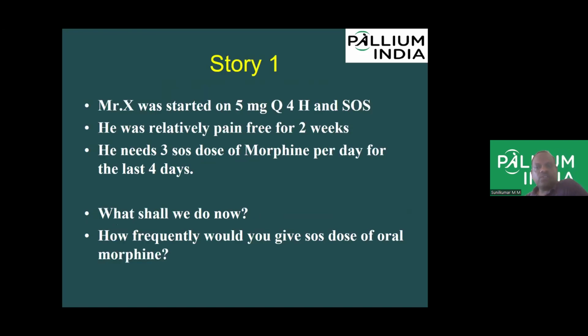So for our patient, we started him on morphine 5 milligram every 4 hourly with SOS doses. And he is relatively pain-free for the last 2 weeks. But then he started taking more SOS doses, and it went up to 3 SOS doses. So what shall we do now? And how frequently can we give the SOS dose of oral morphine? 2 questions. Do we need to do anything with the dosage of morphine now? And how frequently can we give the SOS dose of morphine?